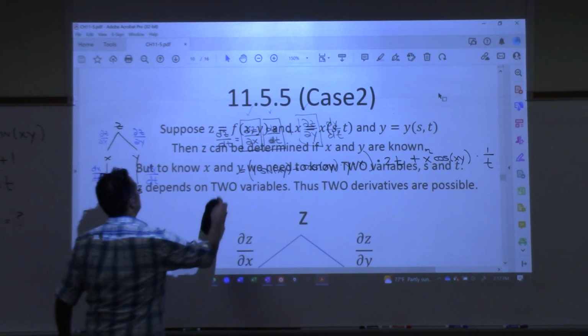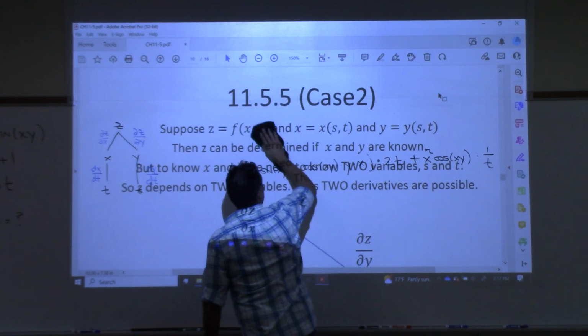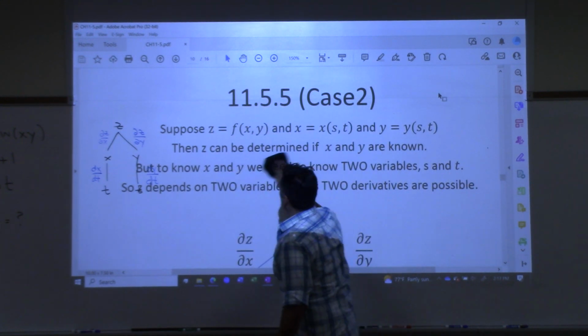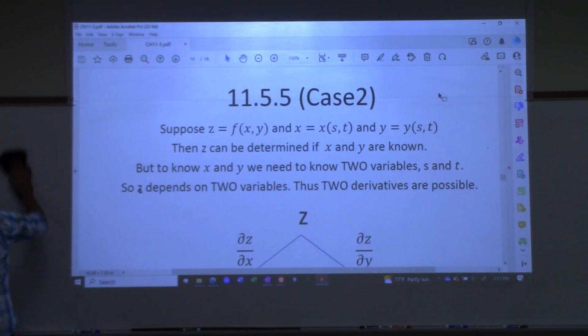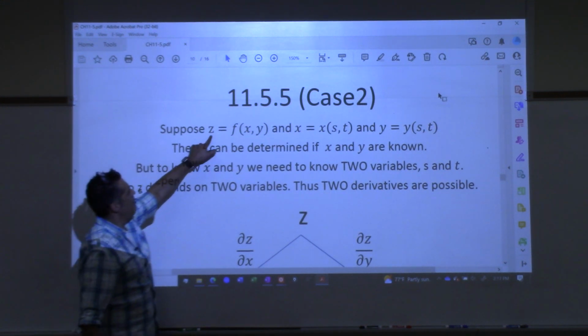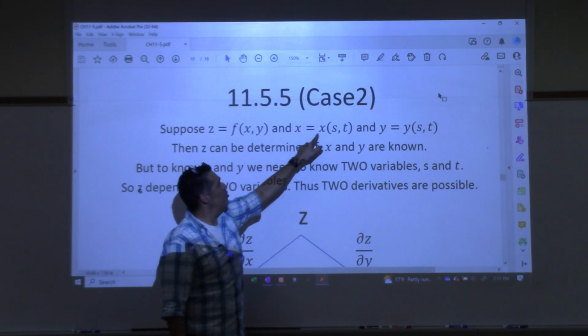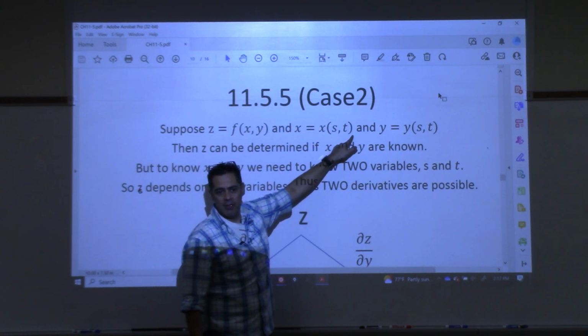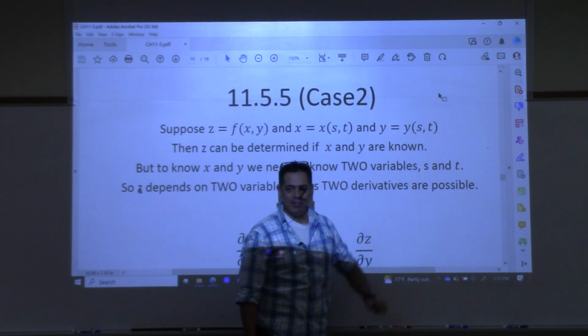So what if your z is a function of x and y, but your x is a function of two other variables. So x depends on s and t, and y depends on s and t as well.